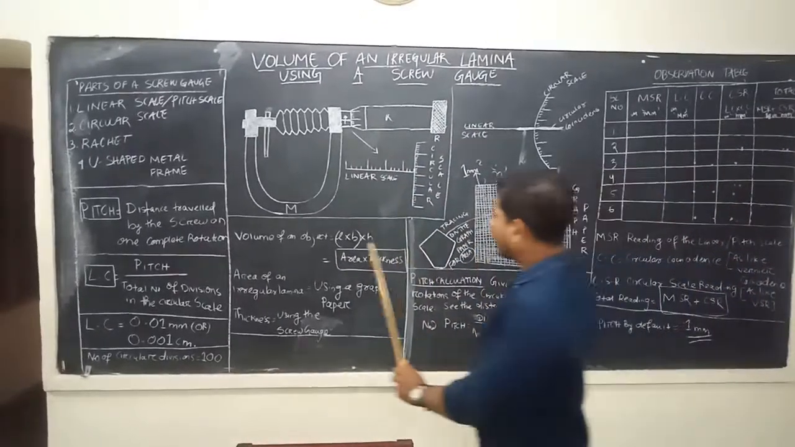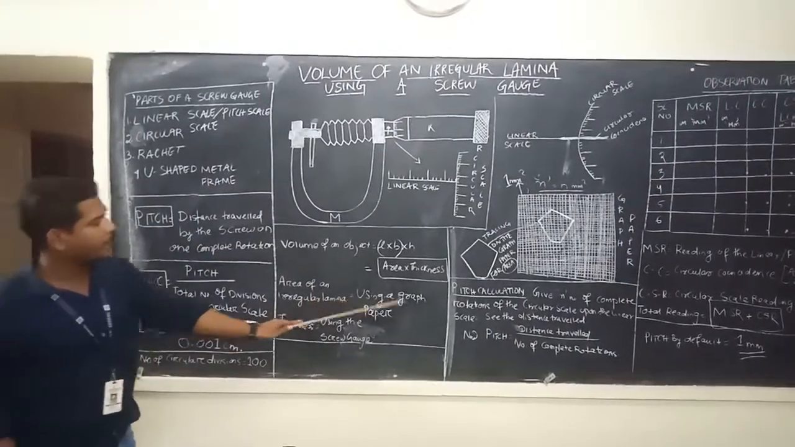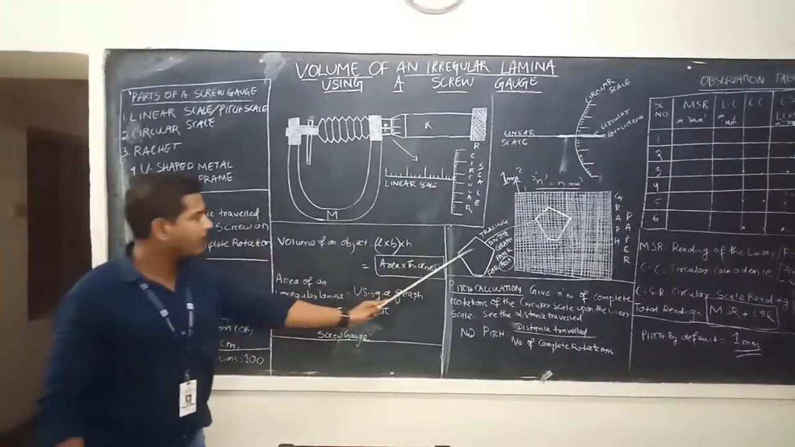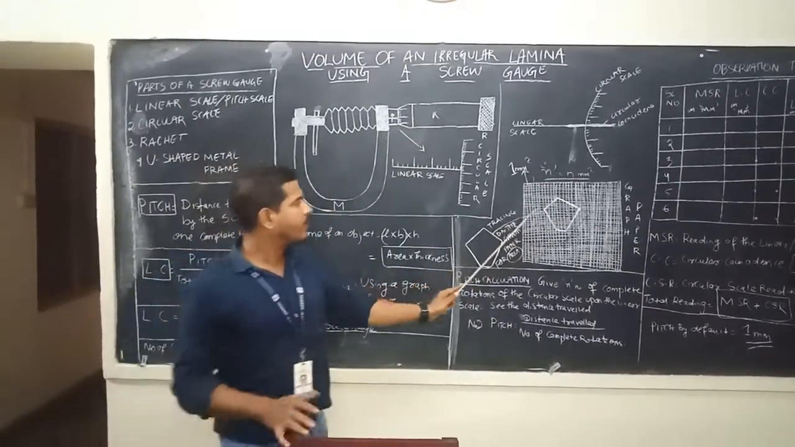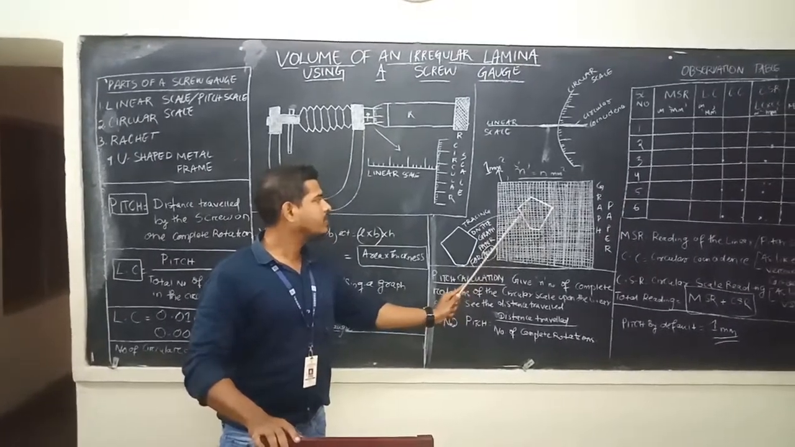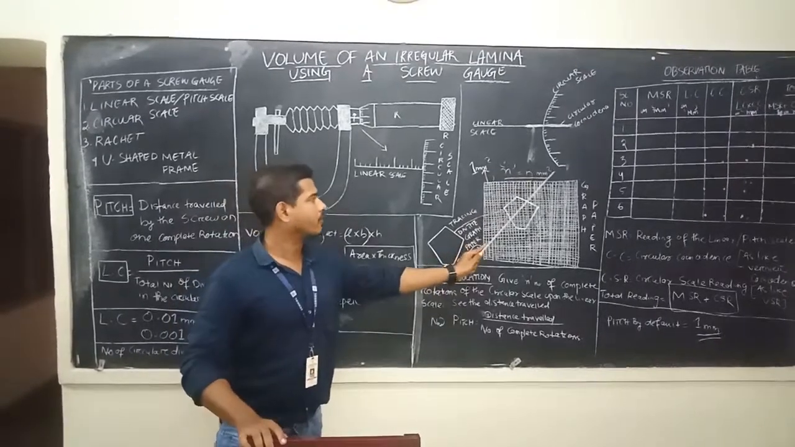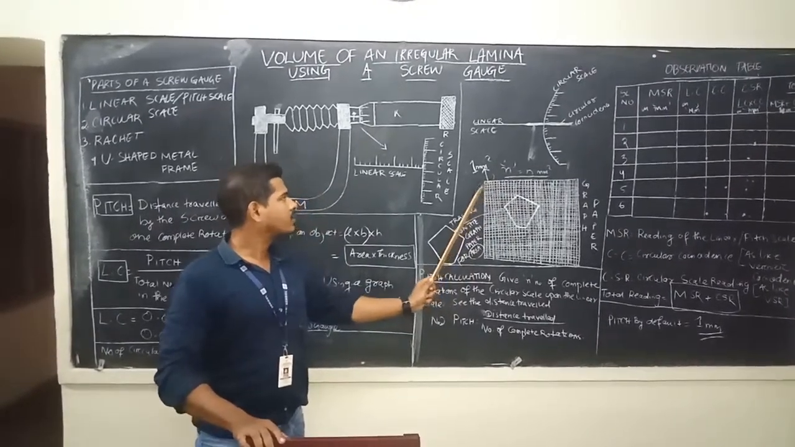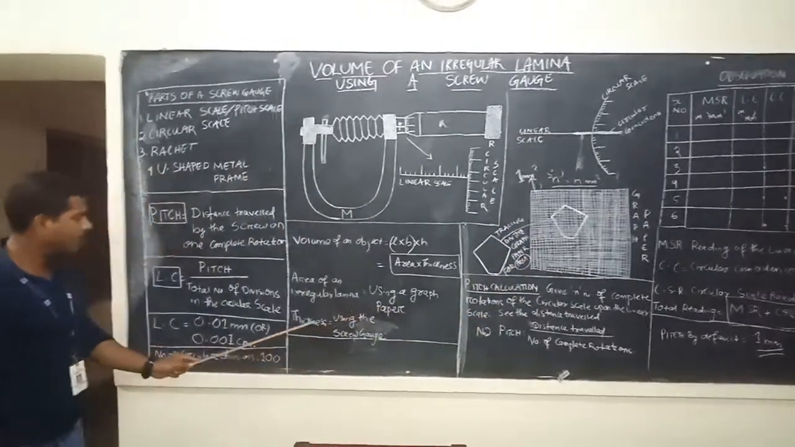Now, coming to the context, how to find out the area? Area of an irregular lamina can be found out using a graph paper. Take this irregular lamina and trace its outline on a graph paper. Now, how to find the area? Count the complete number of squares it has enclosed. Suppose it has enclosed n number of complete squares, so its area will be n millimeter square because one square box in the graph paper is 1 millimeter square. Very easy. Now, the next step is how to find the thickness.